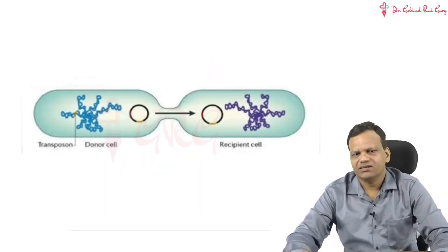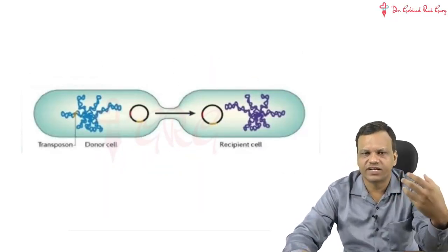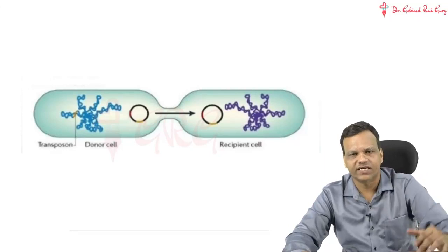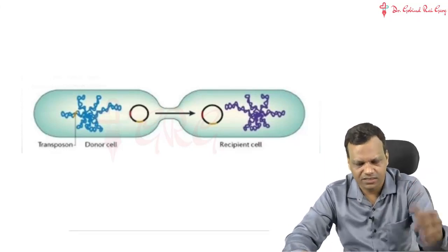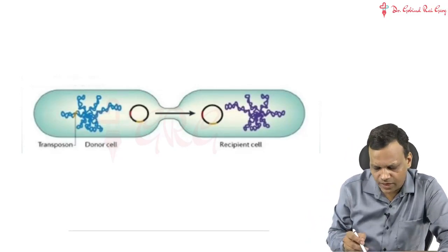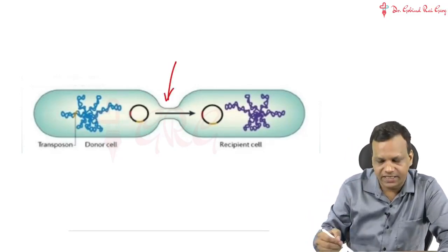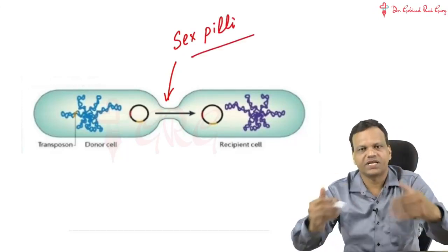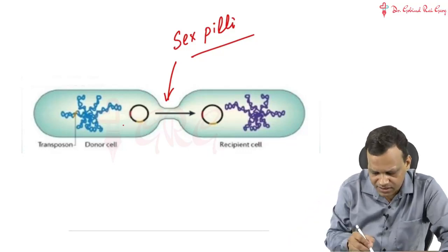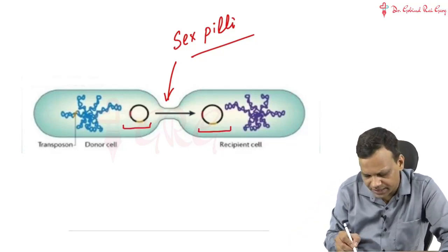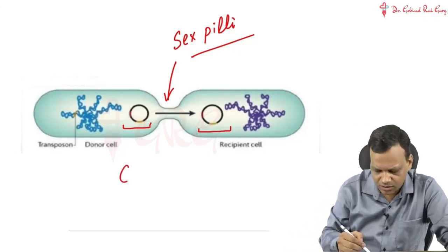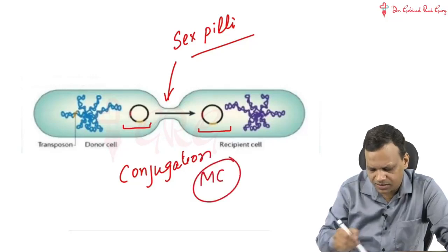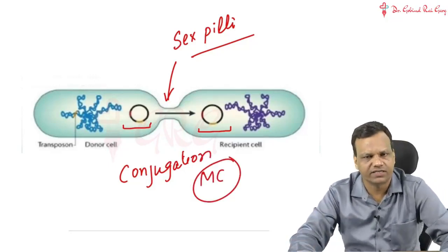Clear? Now there are methods of transfer of drug resistance from one bacteria to another, which is called horizontal transfer of drug resistance. Three major methods are there. One is shown here: via physical contact between the two bacteria, known as sex pili. The resistance gene physically goes into the other bacteria. This method is known as conjugation, and conjugation is the most common method of horizontal transfer of drug resistance.